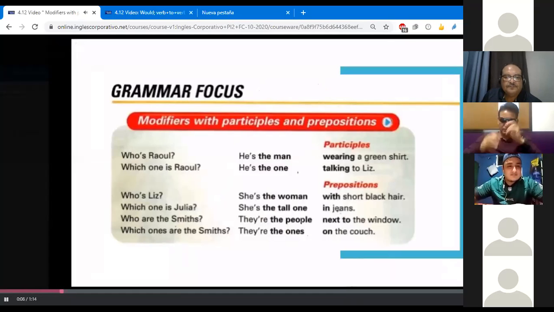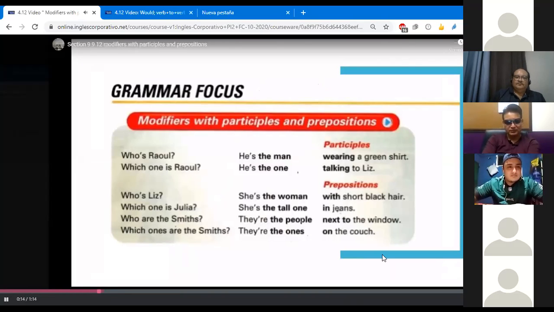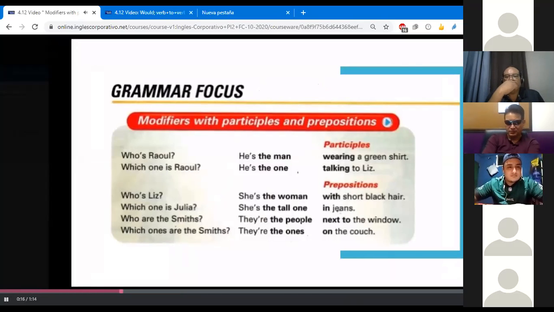Modifiers with participles and prepositions. Who's Raul? Participles. He's the man wearing a green shirt. Which one is Raul? He's the one talking to Liz. Who's Liz? Prepositions. She's the woman with short black hair. Which one is Julia? She's the tall one in jeans. Who are the Smiths? They're the people next to the window. Which ones are the Smiths? They're the ones on the couch.